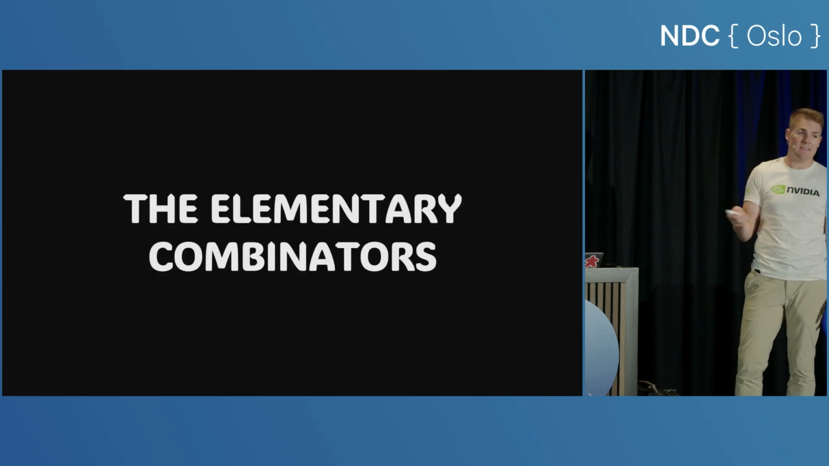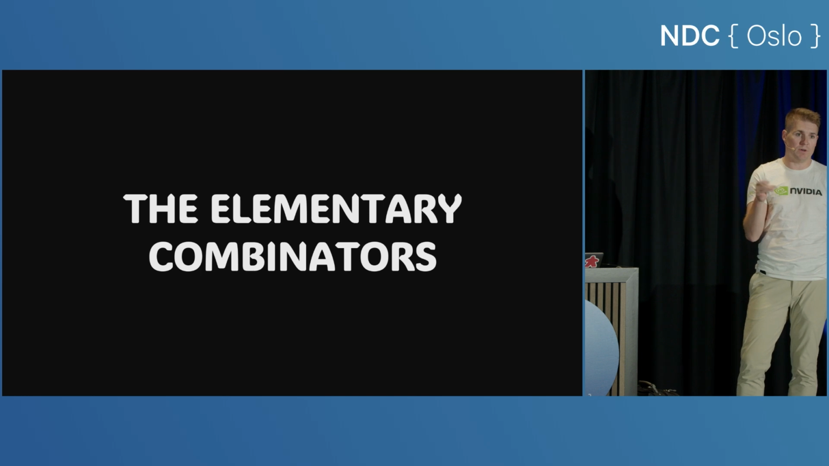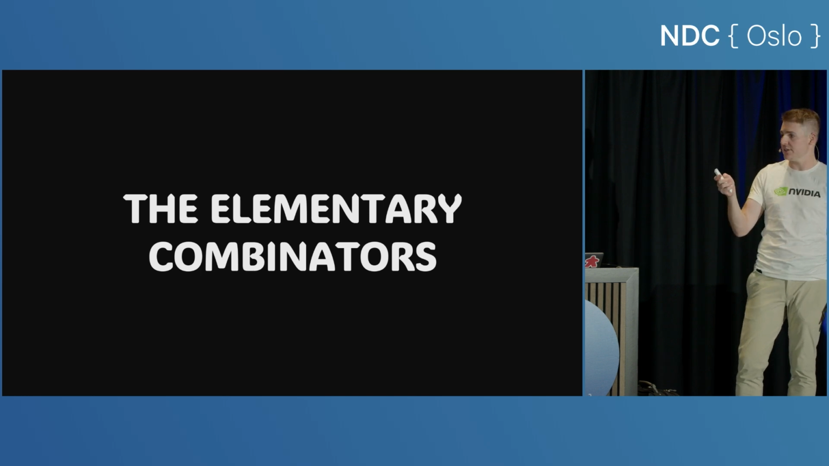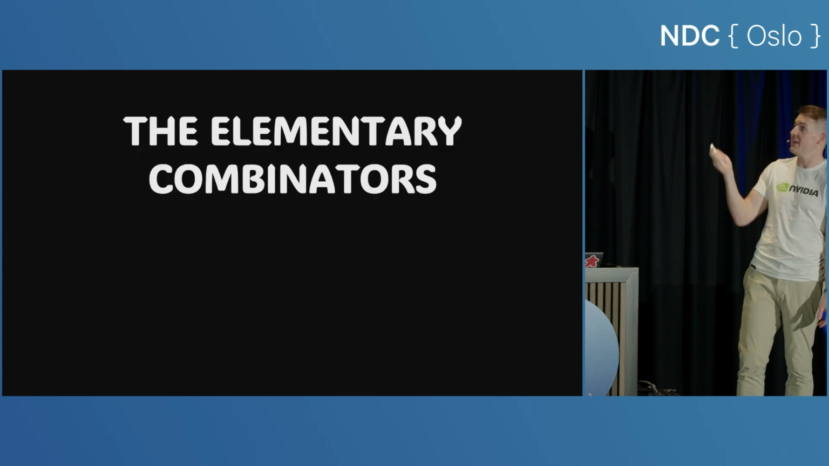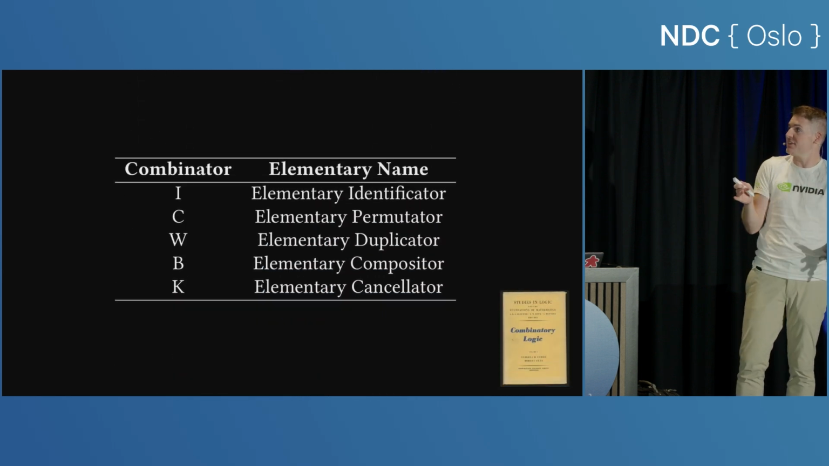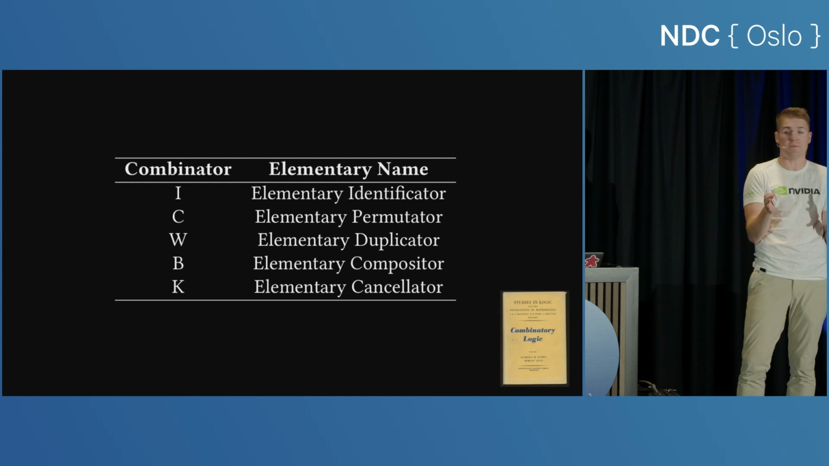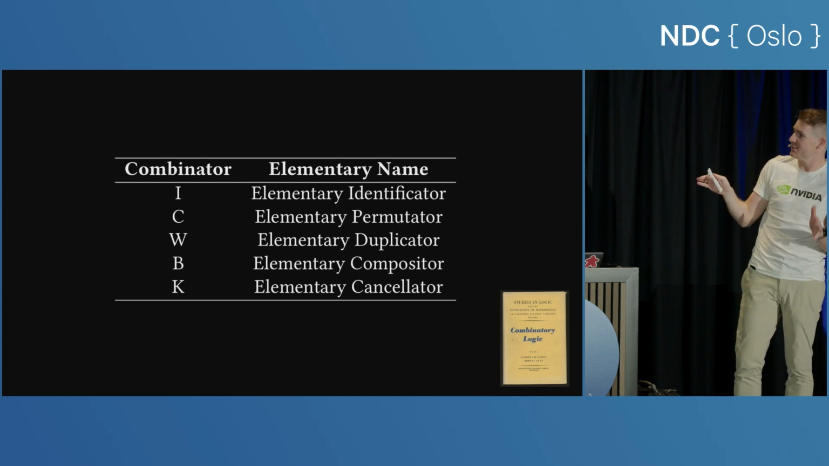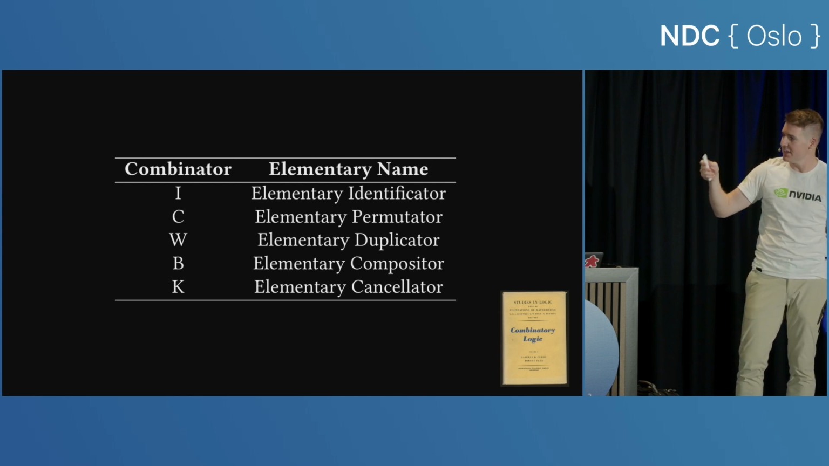So, in the 1958 textbook written by Haskell Curry called Combinatory Logic, he defined the 5 elementary combinators and gave them pretty awesome names. The elementary identificator, the elementary permuter, the duplicator, the compositor, and the cancellator. So this is I, C, W, B, and K.